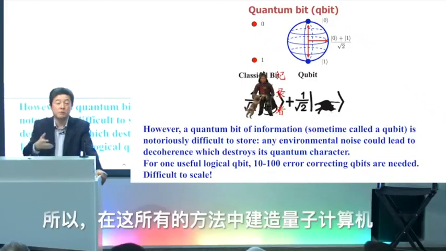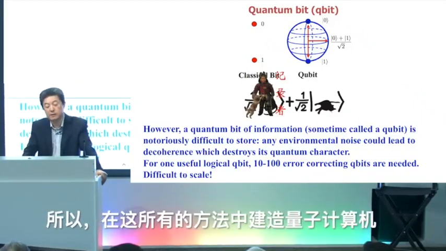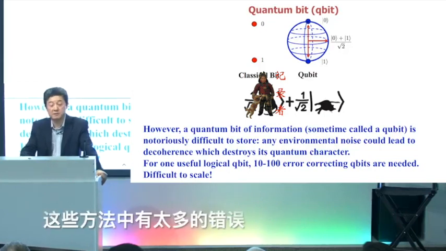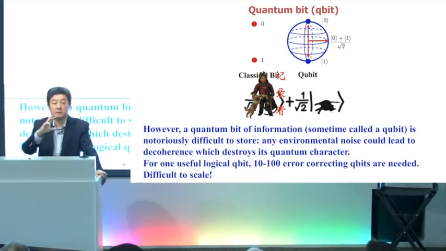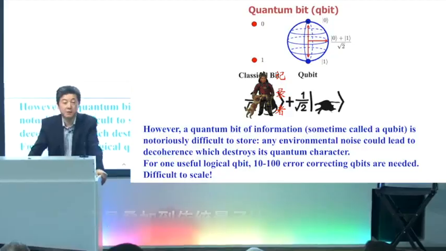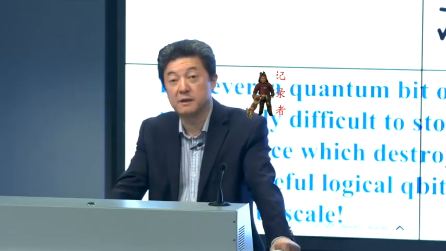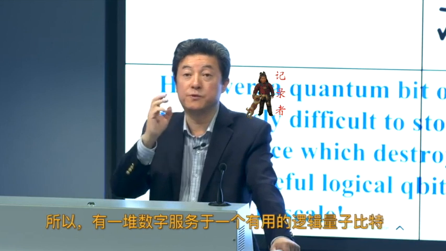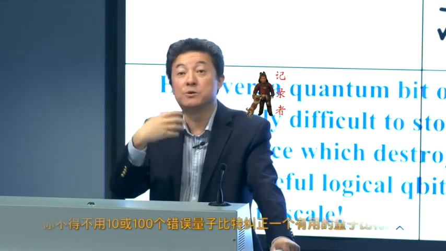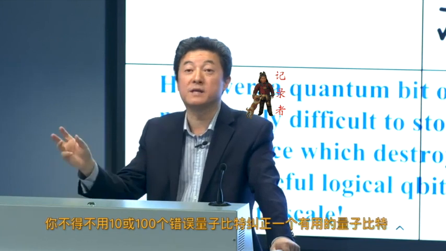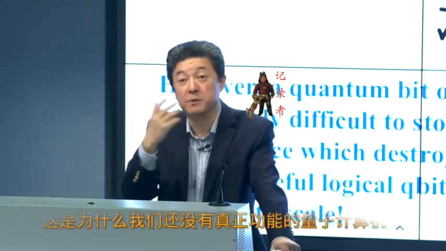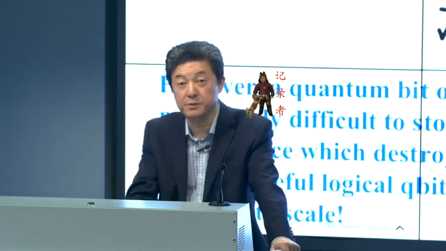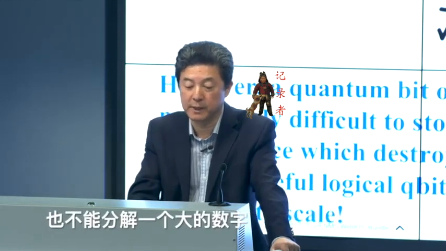So therefore, in most of the approaches that have been proposed to construct a quantum computer, there are lots and lots of errors. The qubit is very fragile and very unstable, and it's very easily collapsed into a classical bit. So it's a daunting number that for one useful logical qubit, you have to use 10 or even perhaps 100 error-correcting bits. And that obviously is very, very difficult to scale. That's why we don't yet have a truly functional quantum computer which can factorize a very big number.